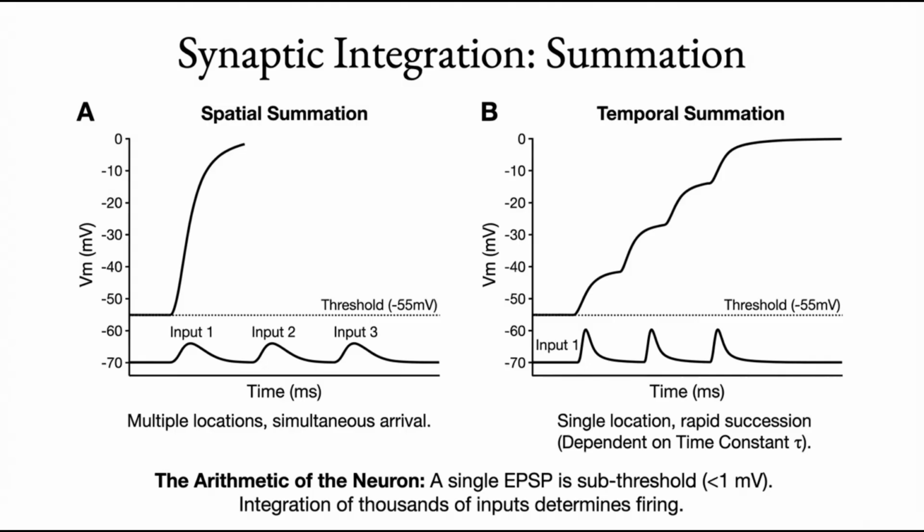And temporal summation. Temporal means time. This is rapid-fire input from the same presynaptic neuron. Bam, bam, bam. If the signals arrive fast enough, before the membrane has had time to recover and repolarize from the first one, they piggyback on each other. The second EPSP builds on top of the first.